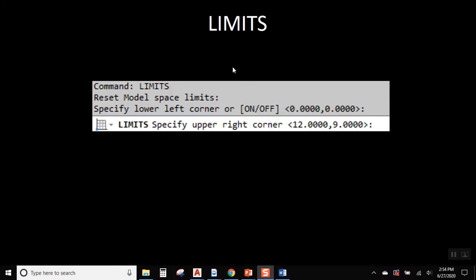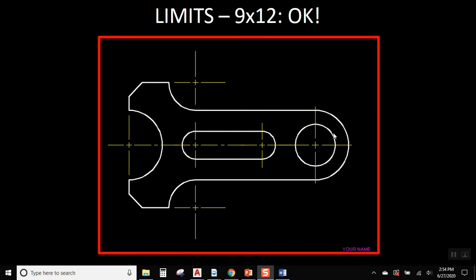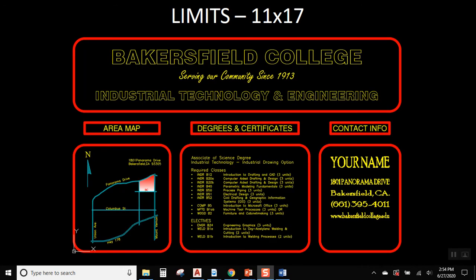So we use the limits command to tell it where we want the bottom left corner, and then how much space we need out in the X and Y axes to draw the things we need to draw. The first couple of assignments we've done, 9 by 12, or 12 by 9, 12 in the X, 9 in the Y. Those limits were perfectly fine for everything we drew. This drawing was a little bit bigger. It was 17 in the X and 11 in the Y. So we needed to increase the limits in the drawing.